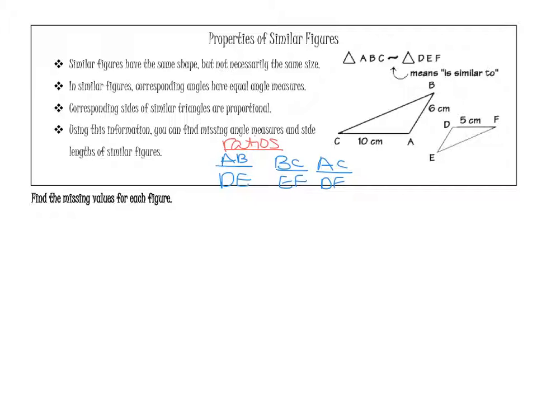Now what this third bullet tells me is that if I actually have numbers up here, so if I tell you how long ABC is, how long AB is, these ratios would all be equal. That's how we're going to use this information to find some missing side lengths.